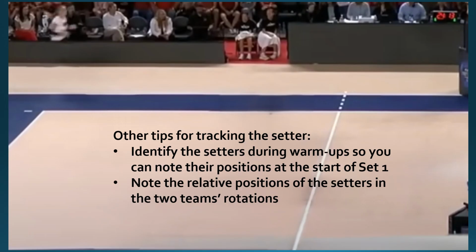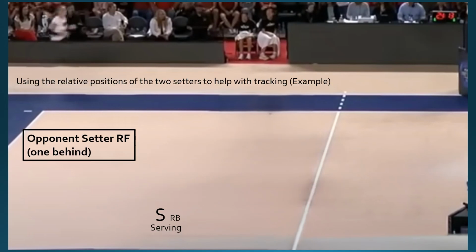Another thing that can be helpful is to note the relative positions of the setters in the two teams' rotations. Here's an example of what I mean by that. Let's say, for instance, a team begins serving with their setter in the right back position and the opponent's setter is in the right front position, one step behind. Then, when the opponent wins serve, their setter will rotate to right back, and the two setters will be in the same position, both in right back.